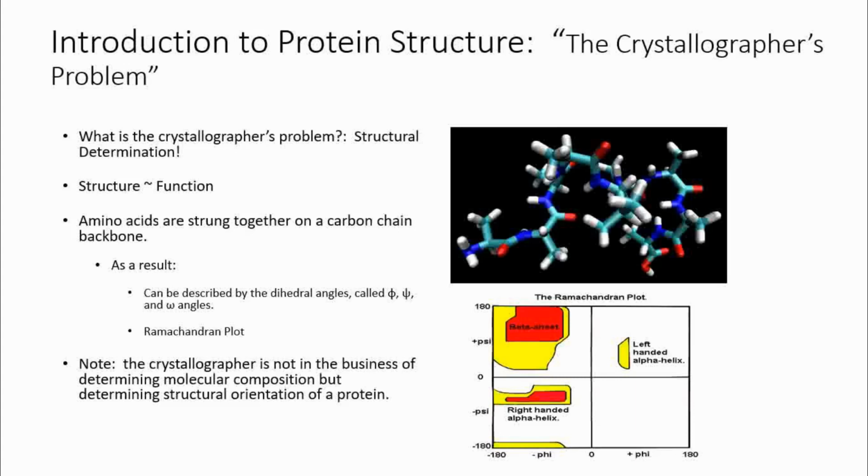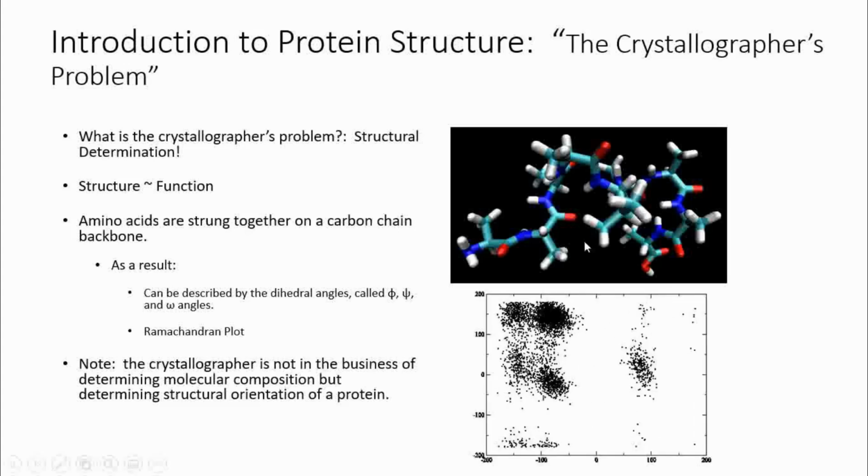So you have to always keep in mind that the crystallographer who is doing this is not trying to determine the molecular composition, but is trying to determine the structural orientation of a protein. This is something you should always keep in your mind: this technique is not in practice to determine the molecular composition, what it is made up of, but rather the structural orientation of the protein of interest, right? Okay, and this is basically the plot which I was trying to show you.